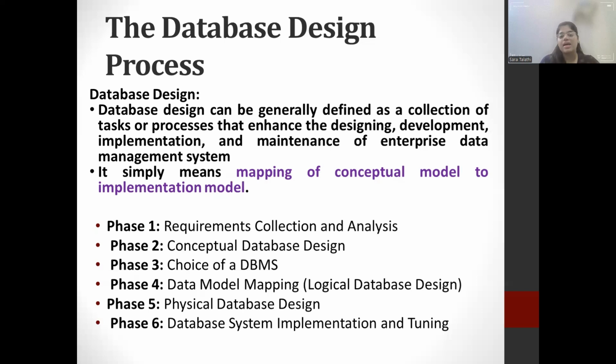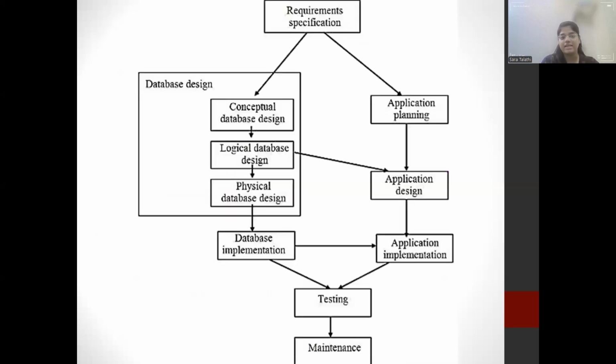Database design can generally be defined as a collaborative set of tasks, or a process, that enhances the design, development, implementation, and maintenance of an enterprise data management system. It simply means mapping of a conceptual model into an implementation model. So these are the six phases. The first phase is known as requirements collection and analysis. Phase two is the conceptual database design. Third is the choice of a DBMS. Fourth is data model mapping. Fifth is physical database design. And sixth is database system implementation and tuning. Now we'll learn about all these phases in detail.